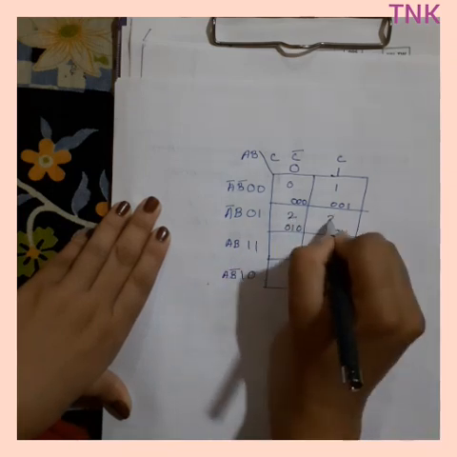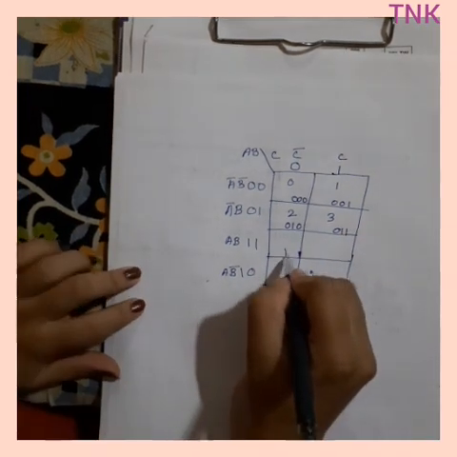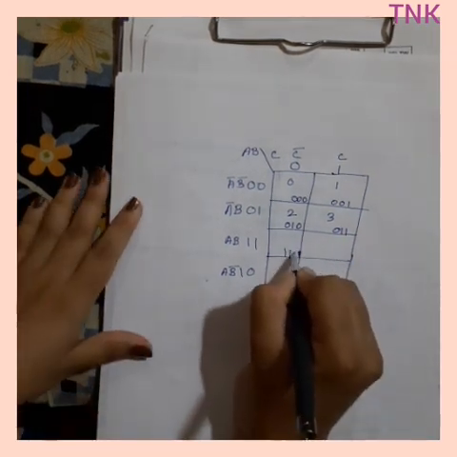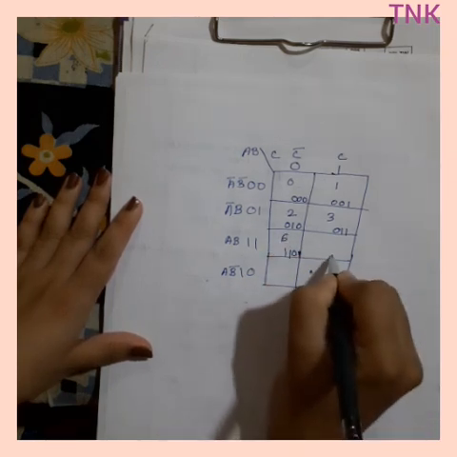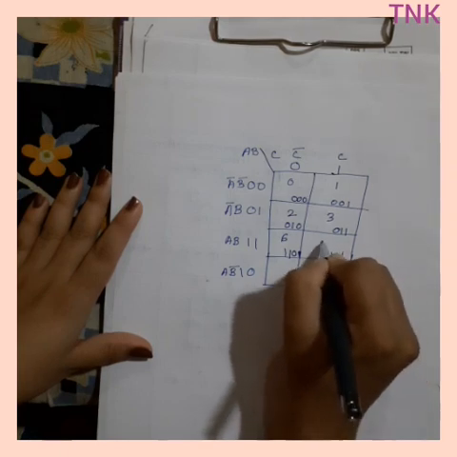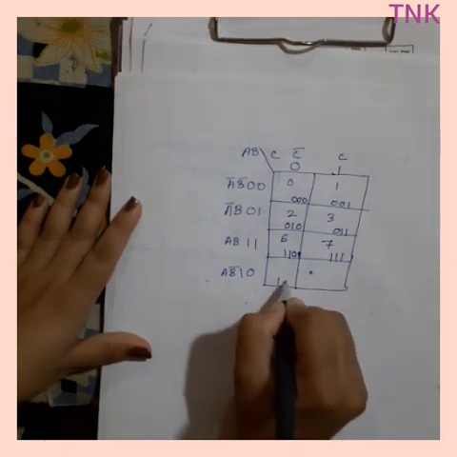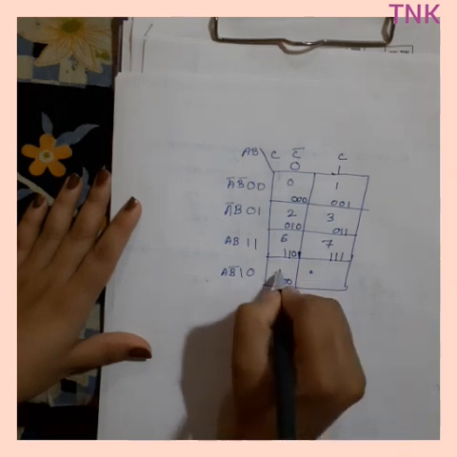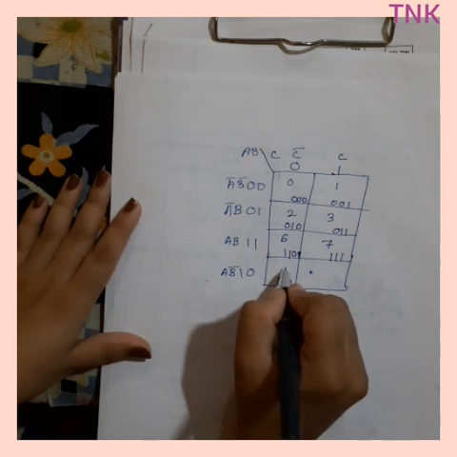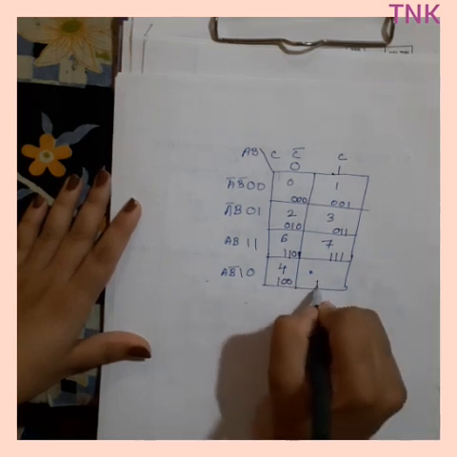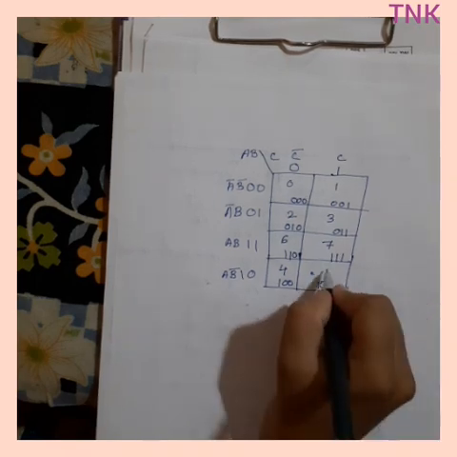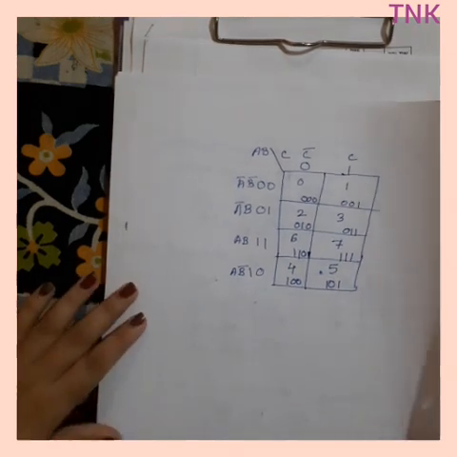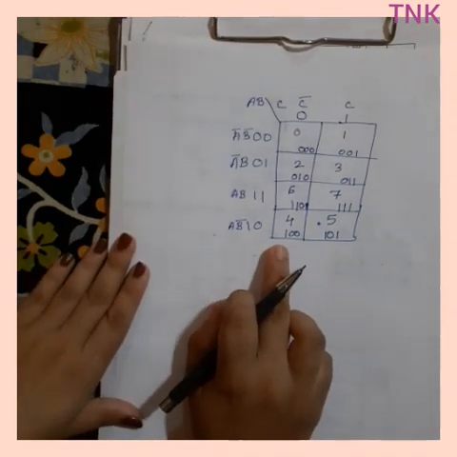B1 C1, it's 3, A1 B1 C0, it's 6, A1 B1 C1, it's 7, A1 B0 C0, it's 4, A1 B0 C1, it's 5. So the 3 variable structure for K-map can be drawn like this.